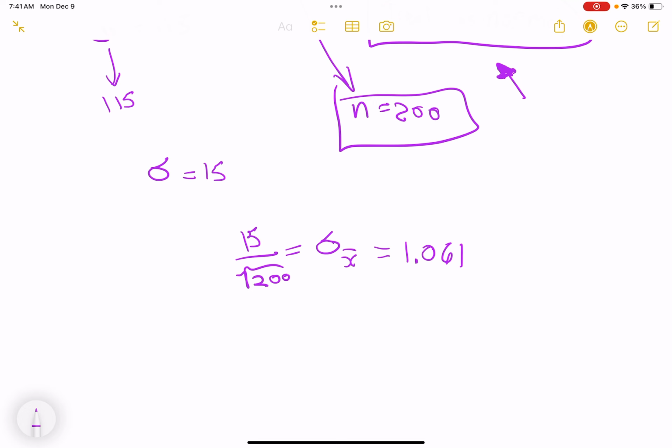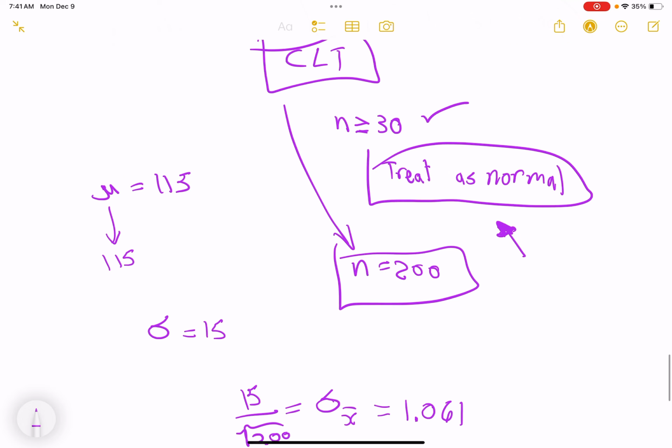But then lo and behold, and this is very important, not left skewed, but normally distributed. Because according to our central limit theorem, no matter the shape of the population, as long as the sample is less than 10% of the population and n is greater than 30, we will treat the sampling distribution as being normally distributed. And we can assume that 200 people is less than 10% of all college-educated adults.